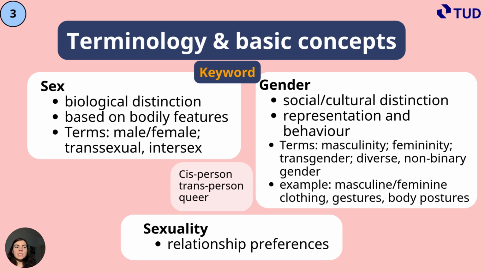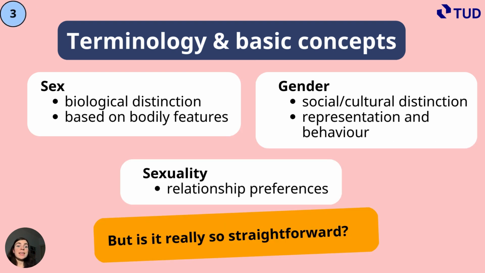And sexuality would be relationship preferences and also, yeah, sexual life. So basically, this would be the more saucy part, if we want to say it like that. Whereas sex and gender are really the identity part. The question here is, is it that straightforward? And well, if I ask like that, of course it's not.